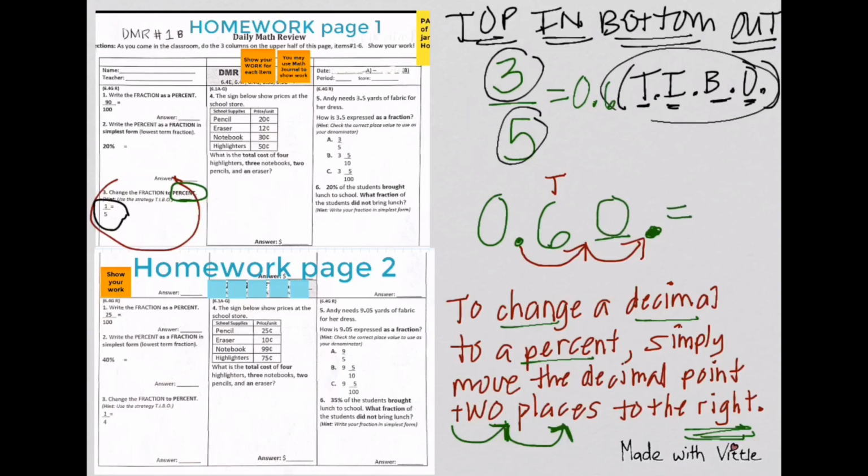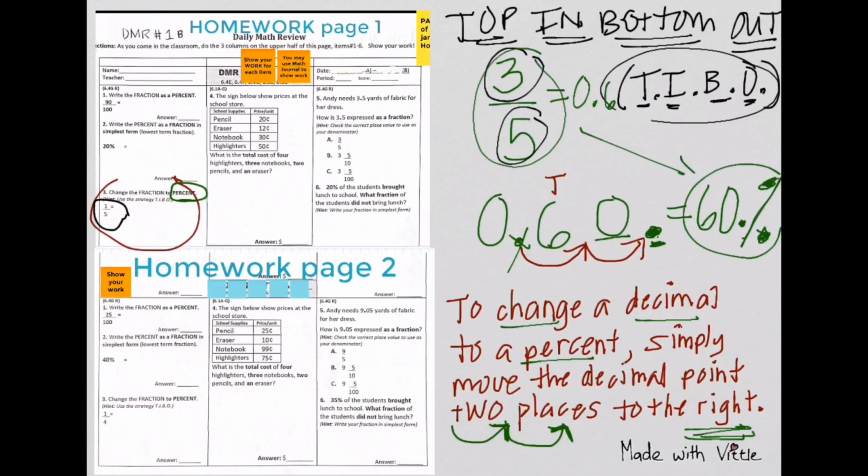Now let's rewrite our number as a percent. Now that we have moved that decimal point twice to the right, it shouldn't be there anymore. So you have to write down the 6, the 0 we added, and the percent sign. And don't forget, it's now in percent form. Therefore, our 3/5 is equivalent to 60%. And that's what you're supposed to do on this 1/5. Top in, bottom out. Then move the decimal point twice to the right. Then write it as a percent with the percent symbol.